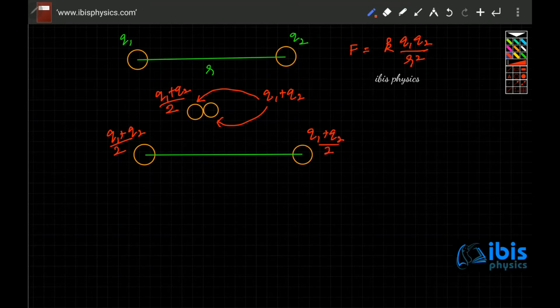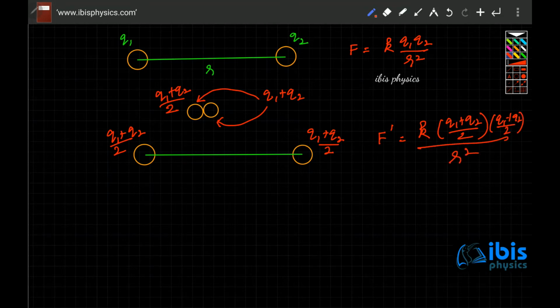Then the new force between them, let us call it F prime, is equal to K into (q1 plus q2) by 2 into (q1 plus q2) by 2, divided by r square. Same distance you are taking. Now you need to find out the relation of F prime with F.